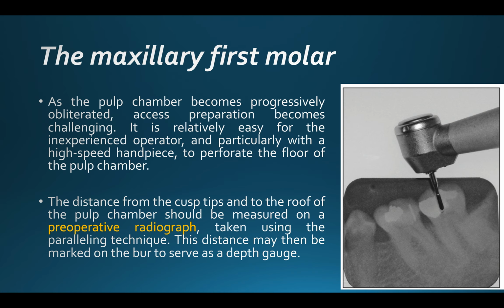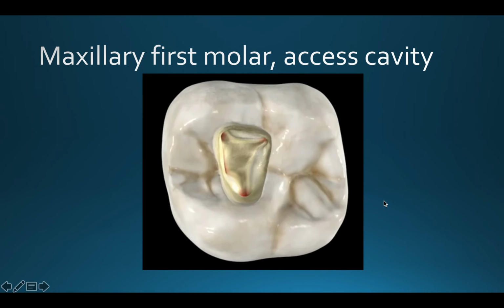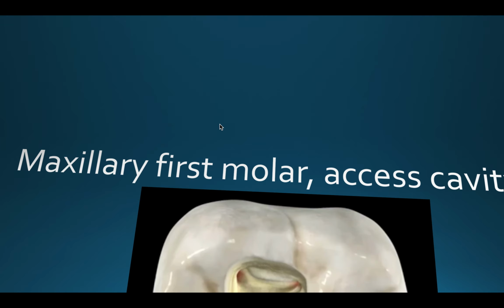We can measure the distance on radiographs between the occlusal reference points, such as the cusp tip, to the roof of the pulp chamber, and see how much we have to drill through enamel and dentine in order to reach the pulp chamber. Therefore, preoperative radiographs are an invaluable tool to help us visualize the access cavity on teeth and the anatomy of the pulp chamber. And this is how an access cavity should look on the maxillary first molar.